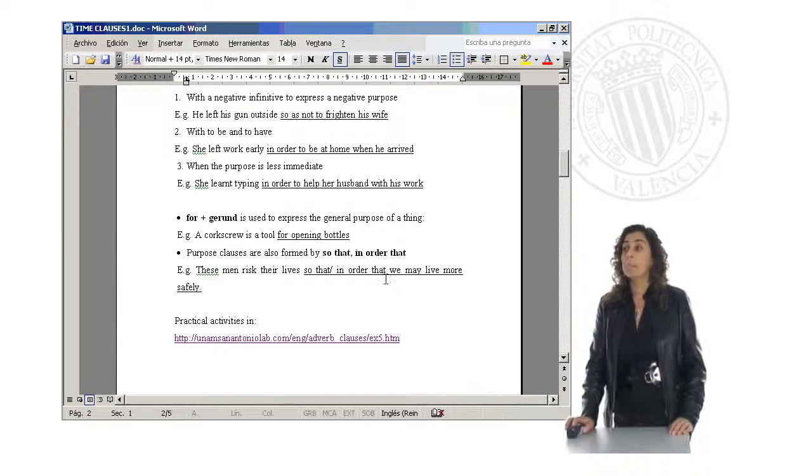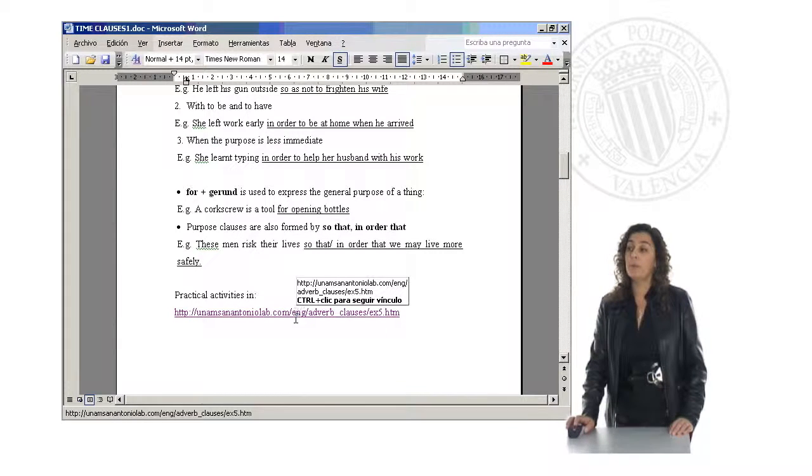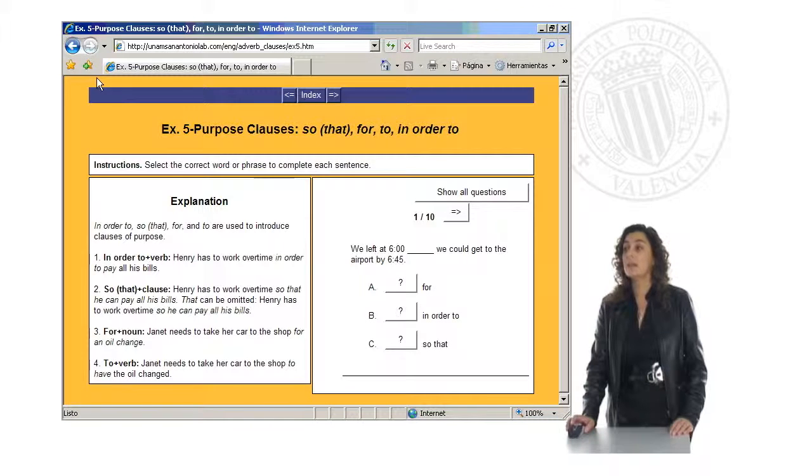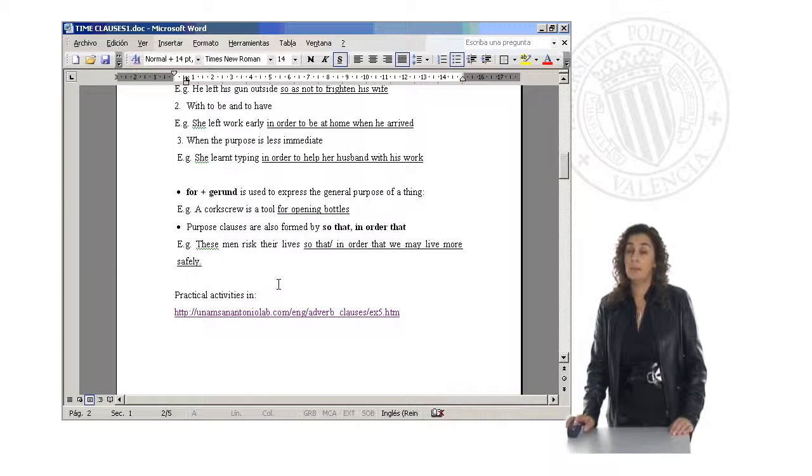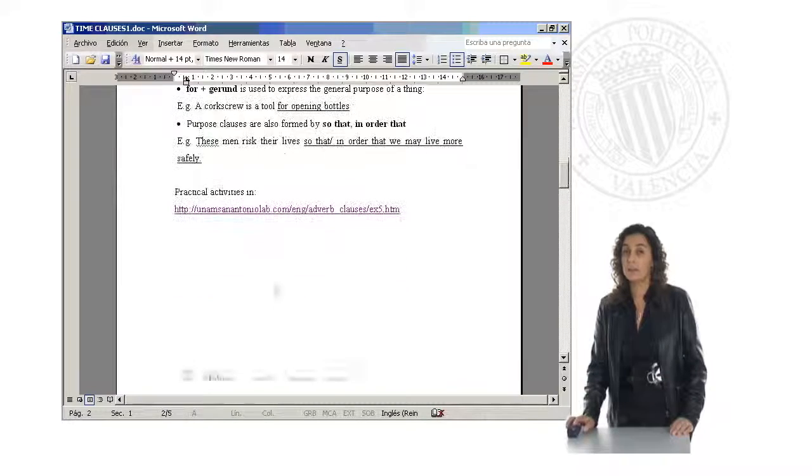Right? Okay? Then you can practice, or you can have more practical activities here on this website. As you can see, you can practice all these conjunctions here, and there is an explanation that is quite useful for you, and so you have practicals. You have 10 exercises and so on. Remember that purpose clauses are very important in English, and it's very useful for you to practice them.